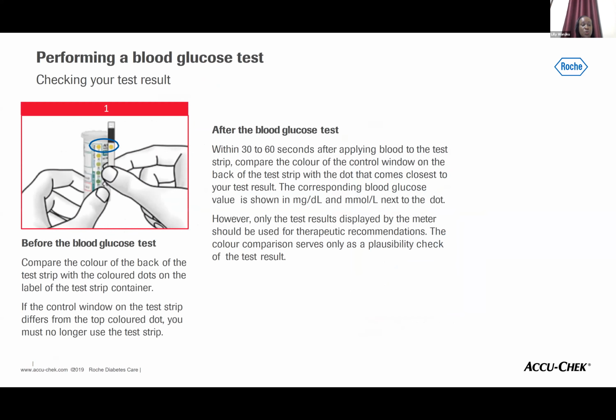Like I told you, with this meter, you can do a visual backup. You can put blood on the strip, turn the strip, and compare it on the container and see a range of glucose. This can be done, let's say, when the patient has come in and they have collapsed, or in a situation where the battery has run out. You can do a visual backup with the Accu-Chek Active meter.